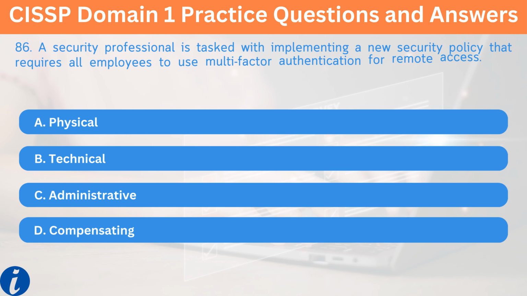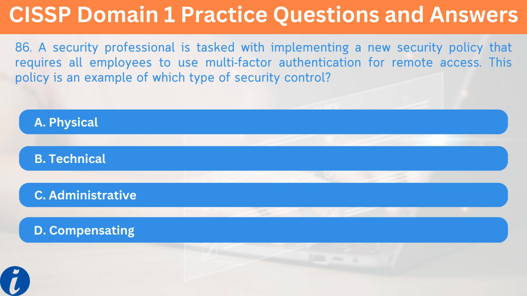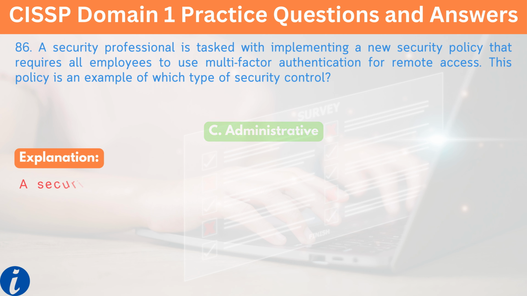86. A security professional is tasked with implementing a new security policy that requires all employees to use multi-factor authentication for remote access. This policy is an example of which type of security control? A. Physical. B. Technical. C. Administrative. D. Compensating. The correct answer is C.